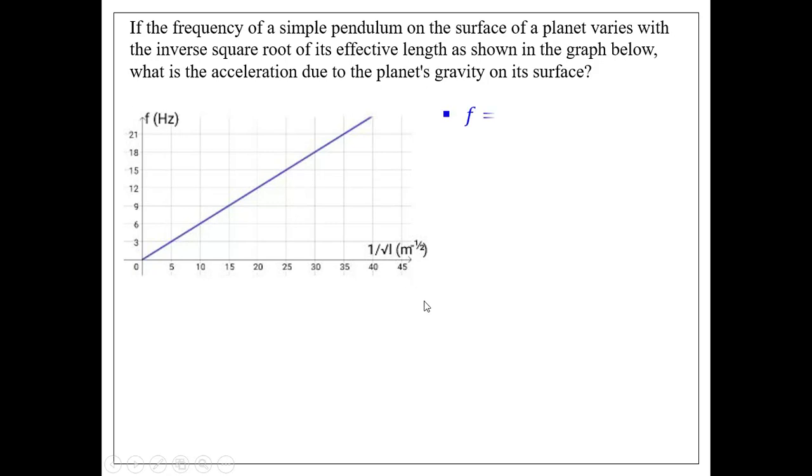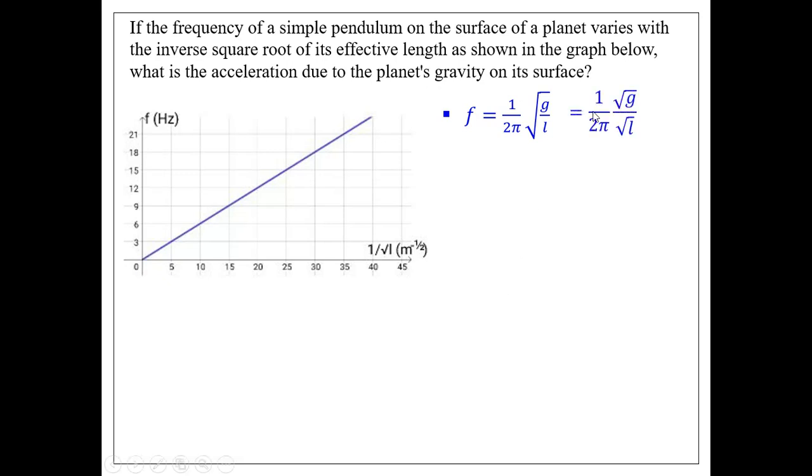So I'm just going to start with the function for a simple pendulum. The function for frequency is 1 over 2 pi, similar to a mass on a spring, except it'll be the acceleration due to gravity on whatever planet divided by the length of the string. Here, the length of the string in the graph is denoted as lowercase l, so I kept that lowercase l. If it uses capital L, then you can just use capital L. It doesn't really matter. It's just the length of the string regardless of whatever variables they use.